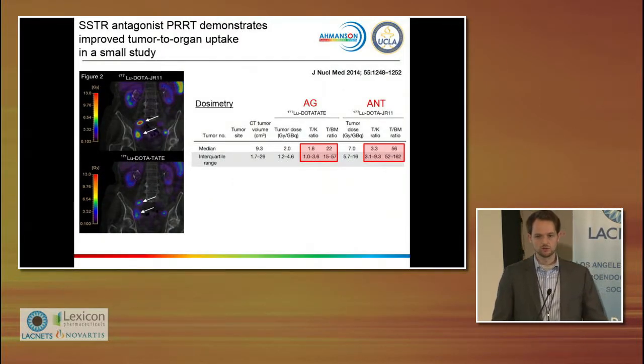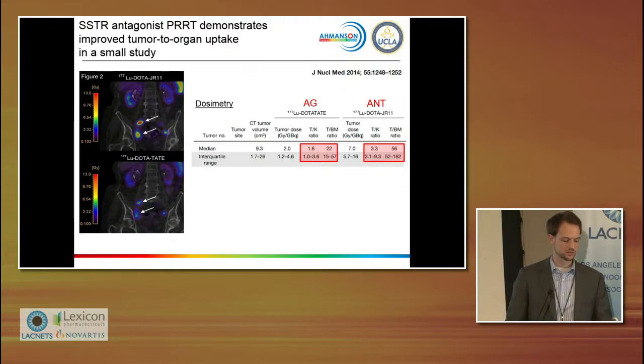What does this mean for therapy? So what clinical data are out there for therapy? There's one small study published, only in 4 patients, that received somatostatin receptor antagonist treatment. Those patients have been progressive under agonist, so dotatate or dotatoc treatment, and those patients had kidney insufficiency.